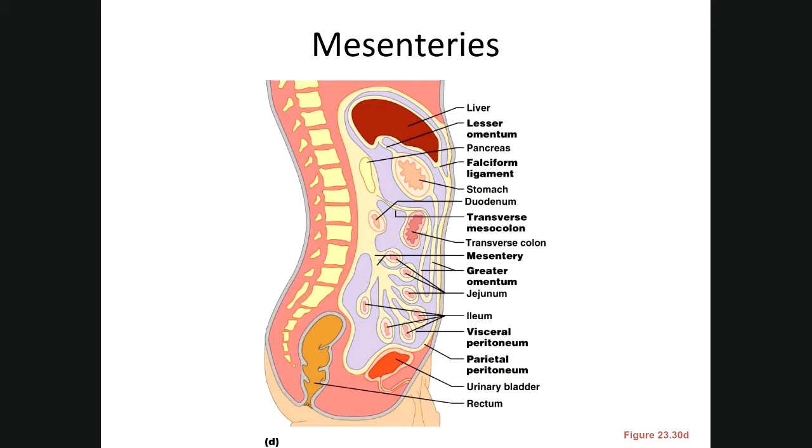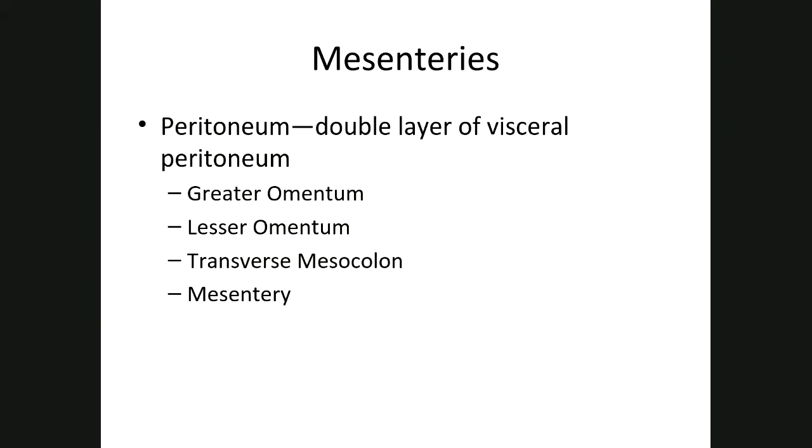Well, if you do a sagittal section through the abdominal cavity, you can see this. So look, here's an organ. Here comes the visceral peritoneum right here. But it also goes around this side. So right here, it's a double layer of visceral peritoneum. Right here, it's a double layer of visceral peritoneum. Same thing here and here. Well, anytime that it's a double layer of visceral peritoneum, it's called mesentery.